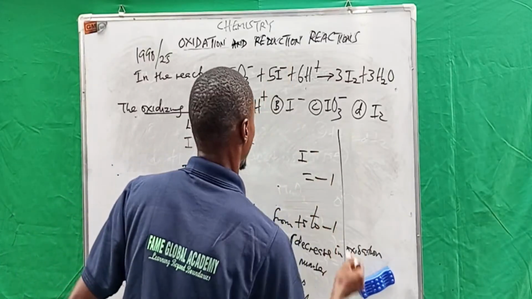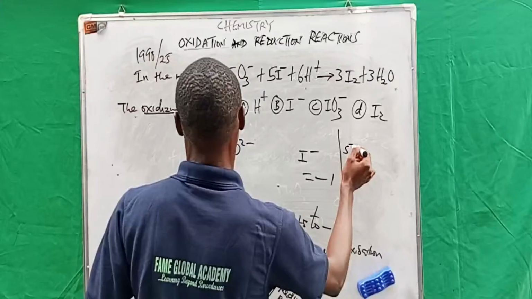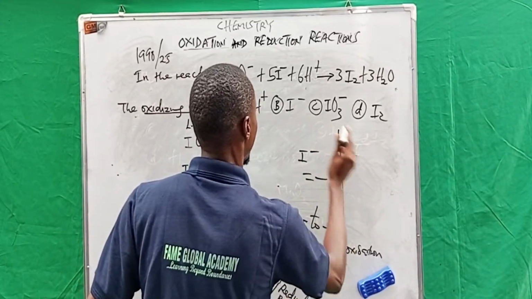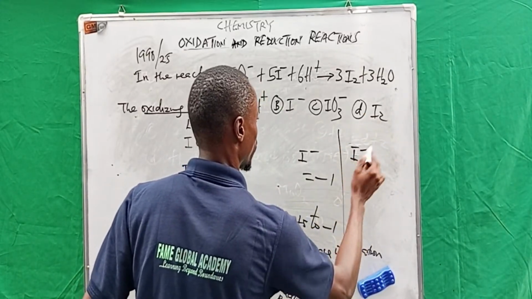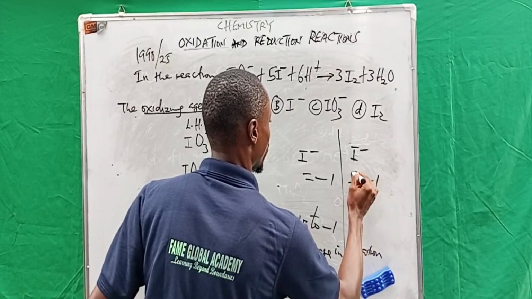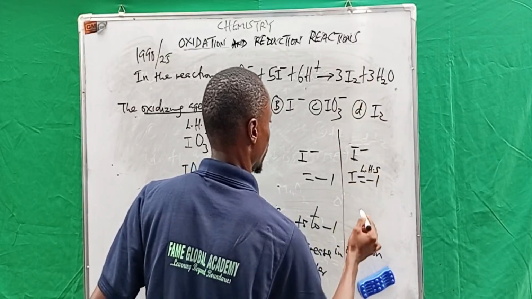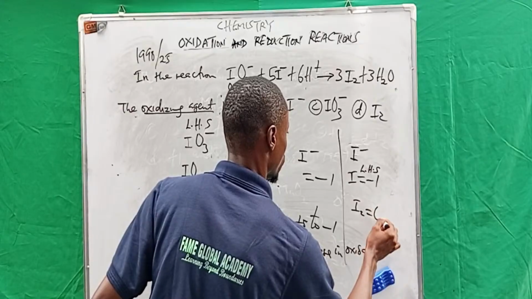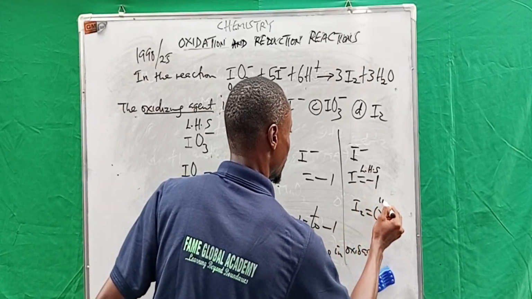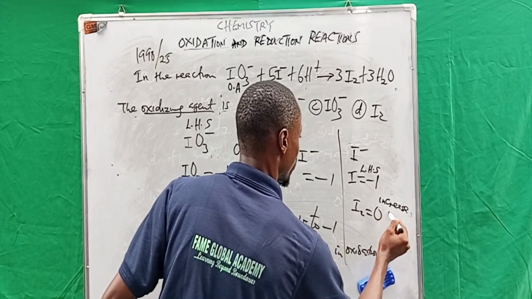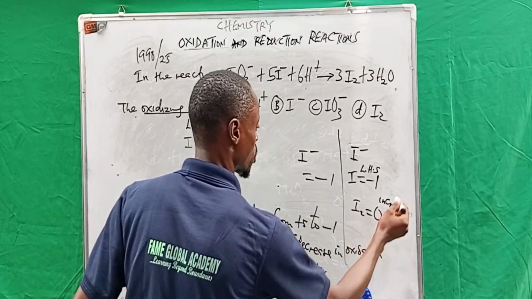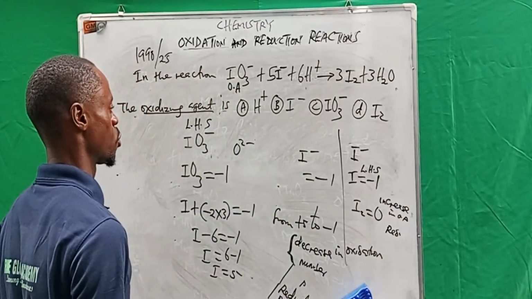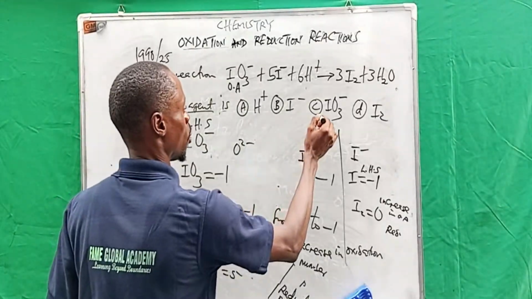Let's look at this option, I minus. We have I equal to minus 1, left-hand side. Let's look at the right-hand side. I2 is equal to 0. From minus 1 to 0, there's an increase in oxidation number, which is possessed by a reducing agent. So the correct option to this question is option C.